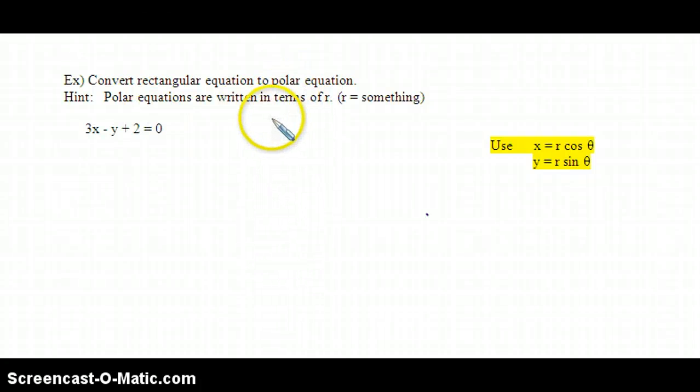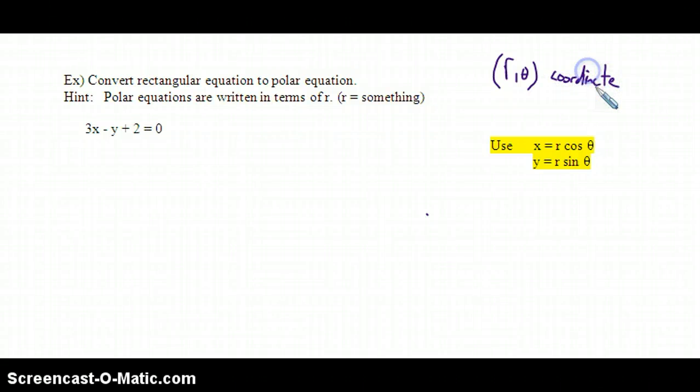Whenever you are writing a polar equation, now we know that a polar coordinate is an r comma theta. That's a coordinate. But when we deal with a polar equation, we want to write it with an r and a theta in it, and we want it to say r equals something. So we'll solve it for r. When it's a rectangular equation, we want it to say y equals something. So polar equations, r equals something.